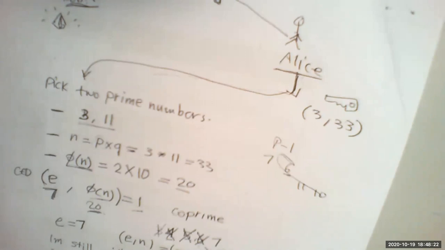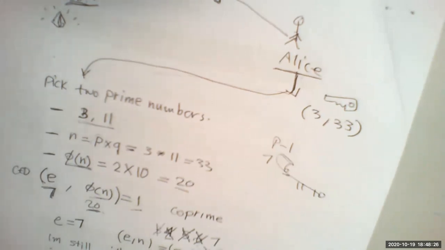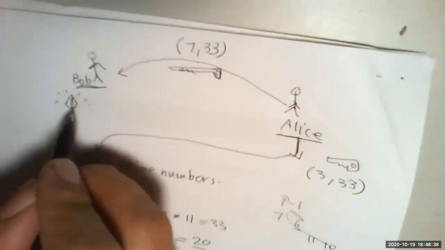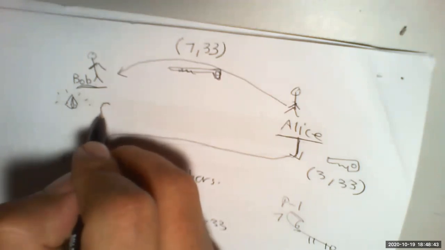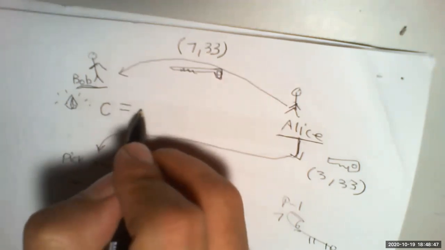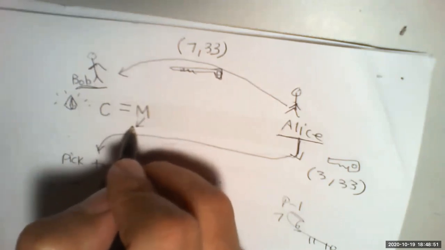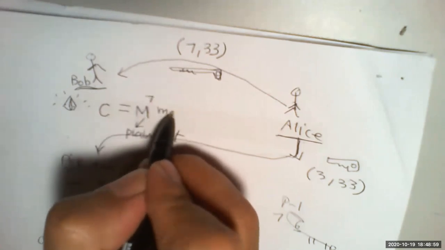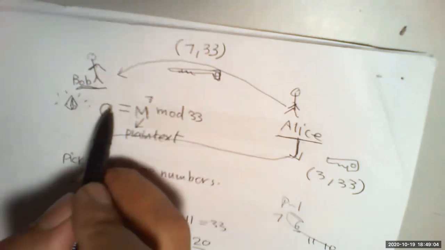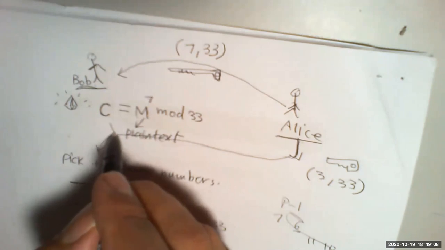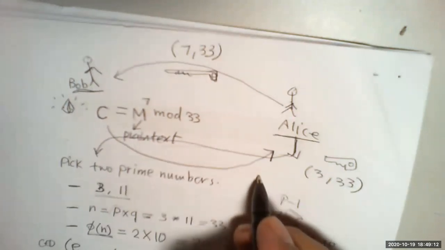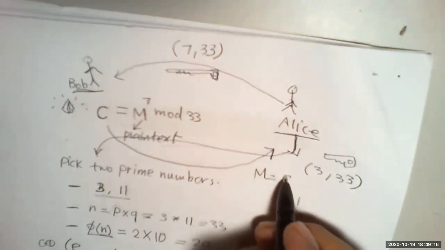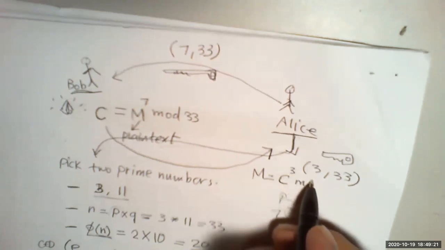Now, at Bob's side, we have the public key. Bob will do encryption. Encryption is done like this. He is going to use this relationship: C, which is the encrypted text, equals M to the power 7 mod 33, where M is the plain text that he wants to encrypt. So he calculates C and then sends it to Alice. Alice will calculate M, the plain text, equal to C to the power of the private key 3 mod 33.